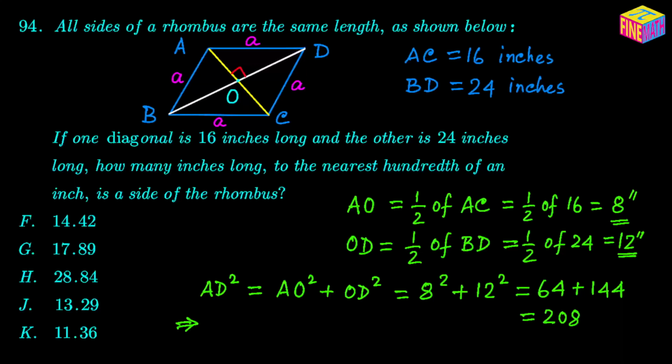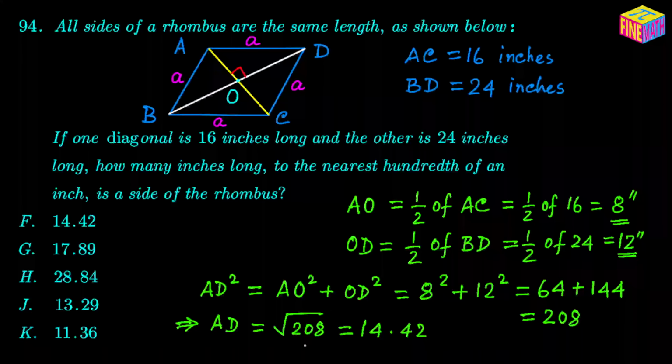So from here we can say that AD must be equal to the square root of 208, and that will be equal to 14.42. If you punch this number into a calculator and take the square root of 208, it will turn out to be 14.42. So that would be in the unit of inches. So we have found out that the length of one side of the rhombus is 14.42 inches. That means the length of each side of this rhombus would be 14.42 inches. And that is our answer.